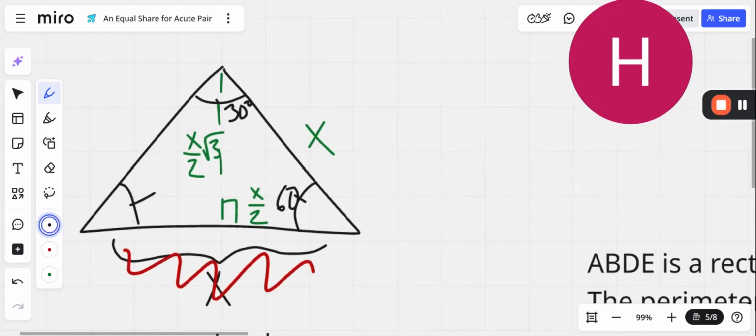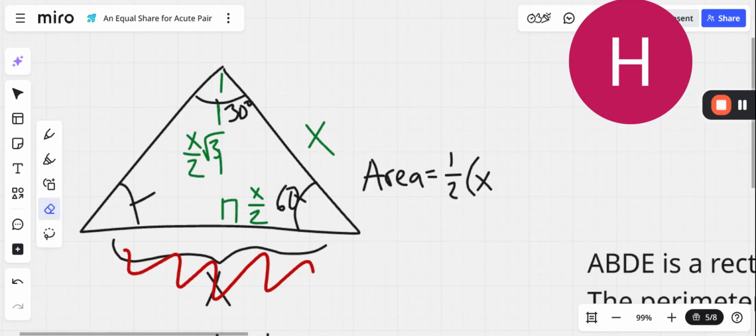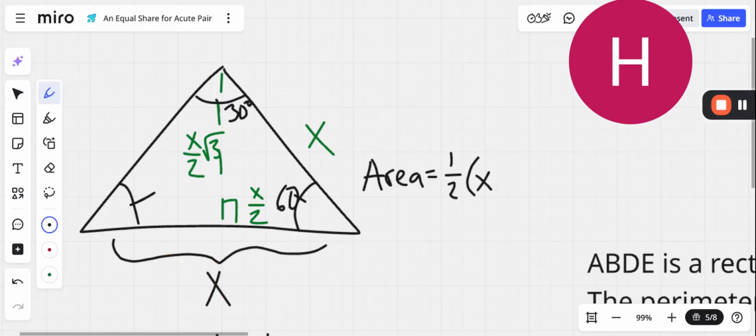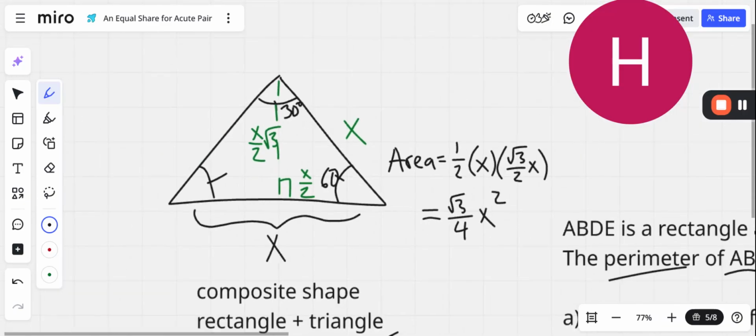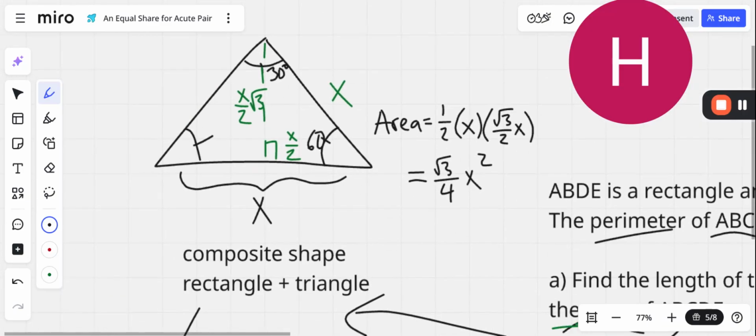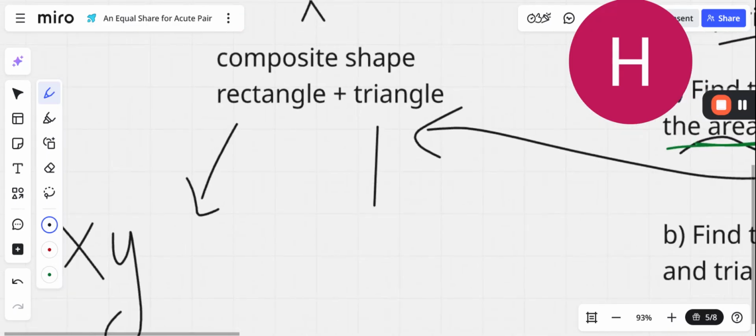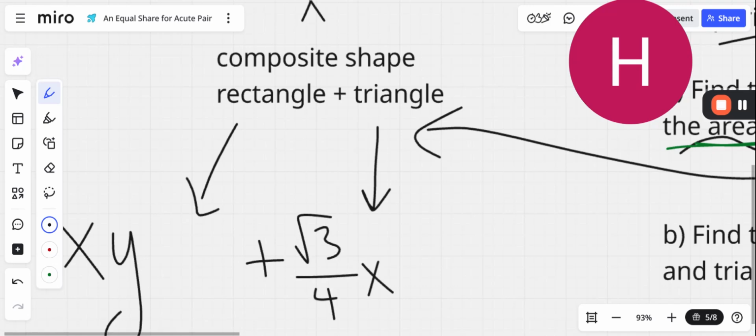So the total area of the triangle is going to be 1/2 base times height, which means 1/2 the total base, let's get it back, is x, times the height, which you can write in a lot of different ways. I'm going to call it root 3 over 2 times x, for a total of root 3 over 4 x squared. So that is the area of this triangular shape, this equilateral triangle. All right, so now we have an area of both components of the composite shape.